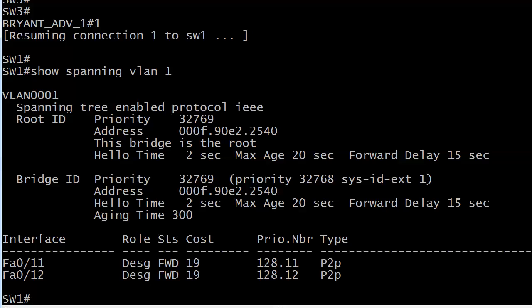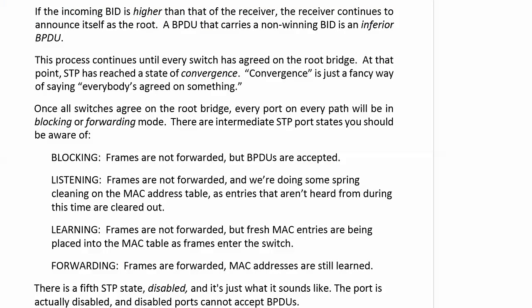And what do I mean by LIS and LRN? I mean a couple of intermediate STP port states that you really should be aware of, because we don't go from blocking to forwarding immediately, and the listening and learning states are the ones in the middle. In blocking state, we're not forwarding any frames, but BPDUs are accepted by ports in blocking mode. It doesn't mean they're shut down, it's just that STP has blocked them for that particular VLAN. In listening state, frames are not forwarded yet, and basically we're doing some spring cleaning on the old MAC address table. We might have some stale entries in there, and entries that aren't heard from during this time go right out the door.